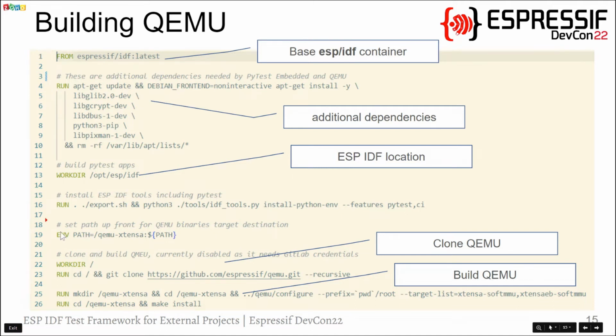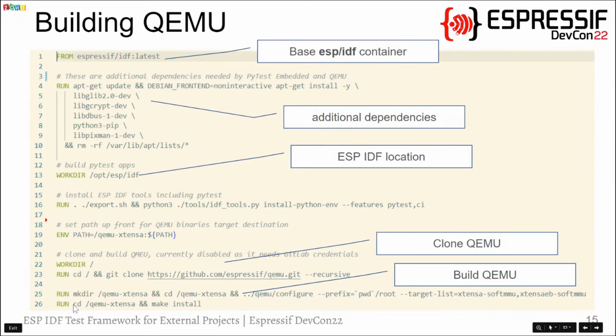Then in the last 3 steps really, or 2 steps, I'm updating the path in advance, cloning recursively the Espressif fork of QEMU, and finally creating the directory qemu-xtensa, configuring the build, and running the build with Xtensa targets here.